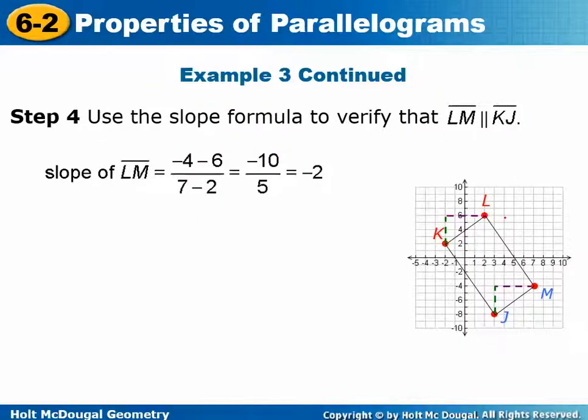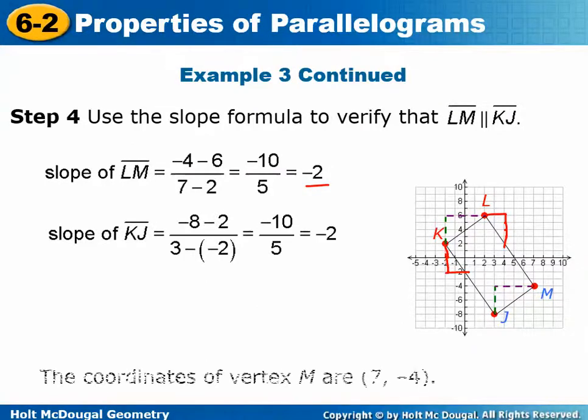the rise, let's just go from this point to this point. So the rise is 1, 2, 3, 4, and the run is 2, and it's going downhill, so that's a slope of negative 2. And then over here, the slope of KJ is the same thing, down 4 over 2, which is a slope of negative 2. So they both have the same slope, so therefore we were right about our coordinates for M. That would be 7, negative 4 would be the fourth point in our parallelogram.